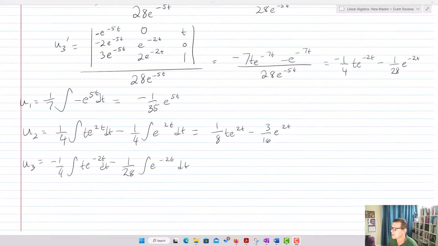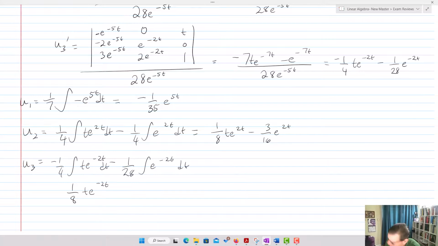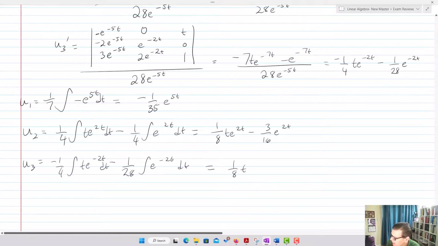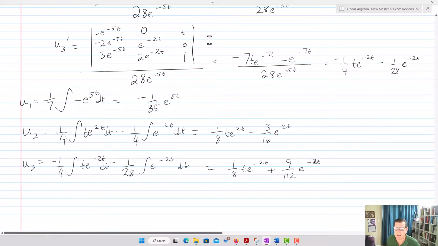And that equals 1/8 te^(-2t), and this ends up equaling then 1/8 te^(-2t) plus 9/112 e^(-2t). And that's my u3. So I got u1, I got u2, and I got u3.